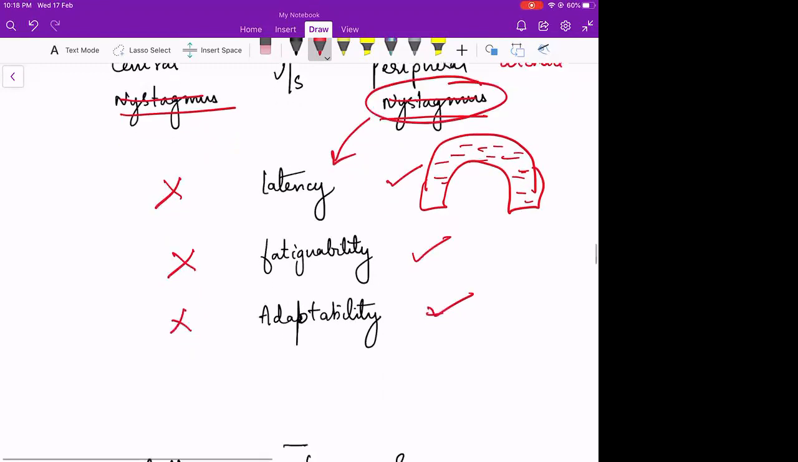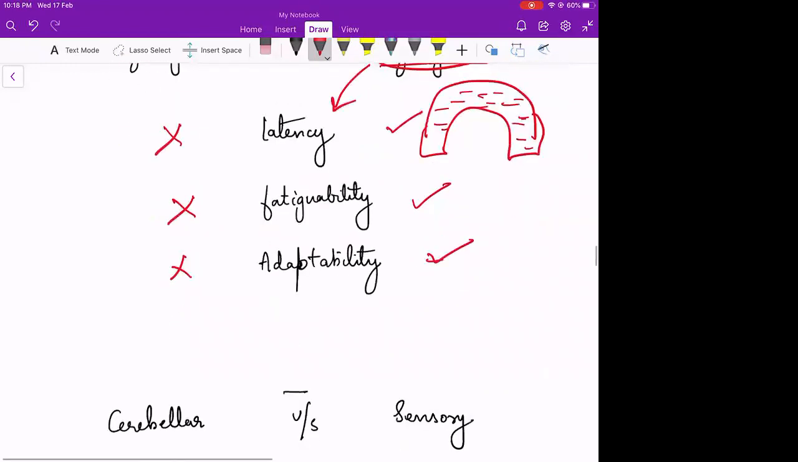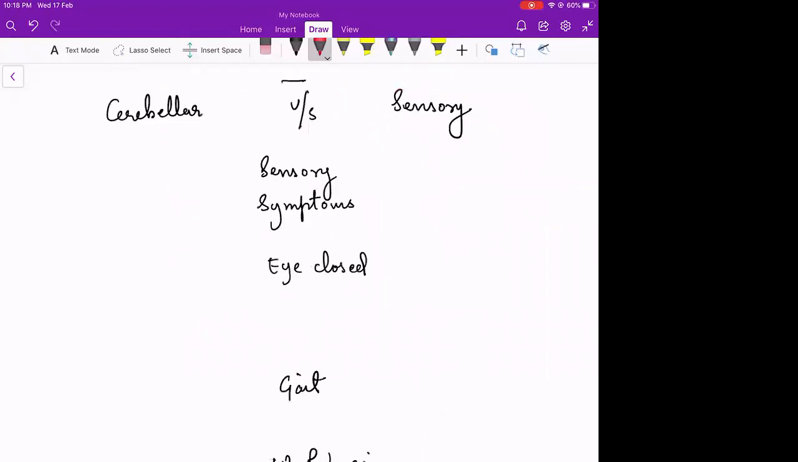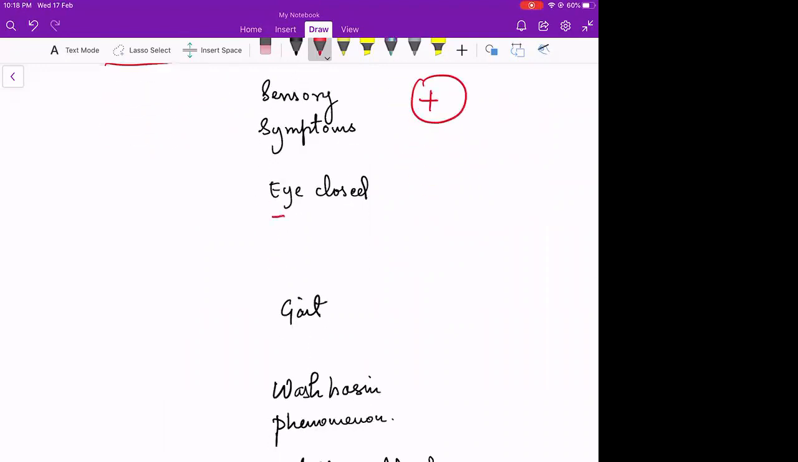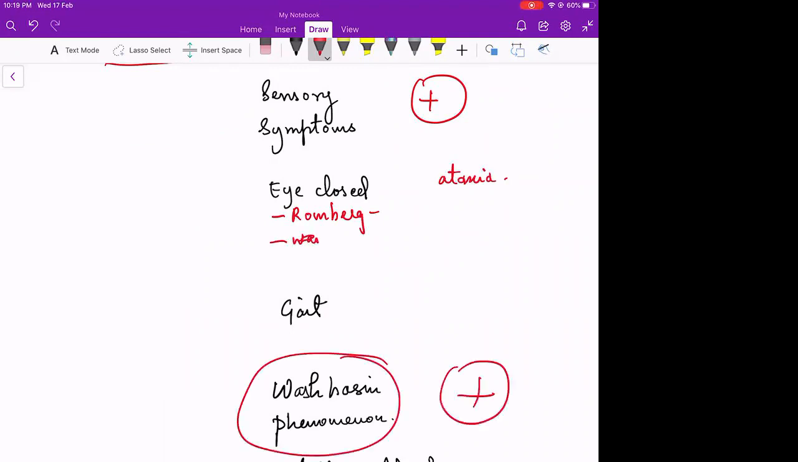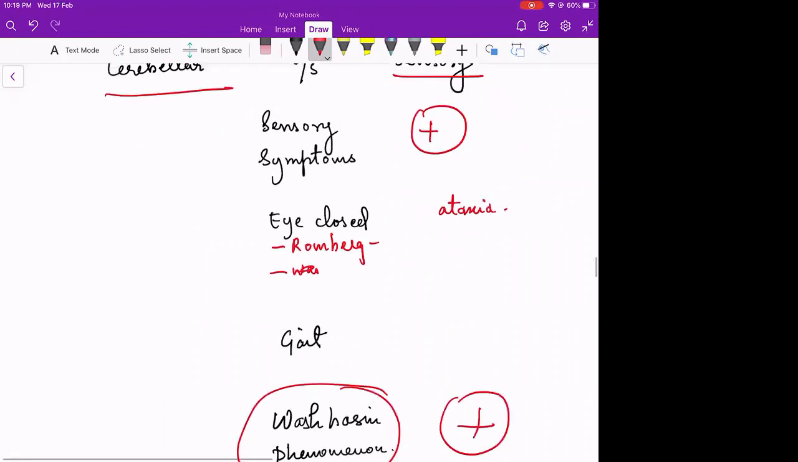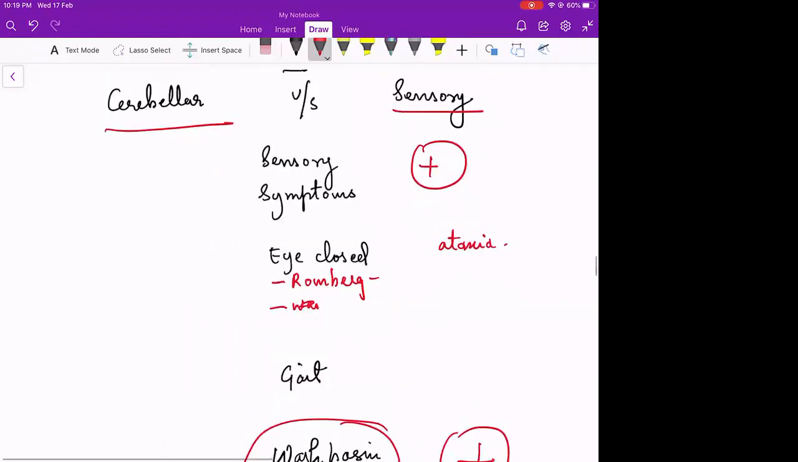Now, how to differentiate sensory ataxia and cerebellar ataxia. The patient in sensory ataxia will have sensory symptoms, and particularly when you ask the patient to close the eyes during the Romberg test, the patient will have profound ataxia. The patient will fall, and the wash basin phenomenon will be seen in this ataxia. Whereas in cerebellar ataxia, sensory symptoms will not be perceived if there is an isolated cerebellar disorder.